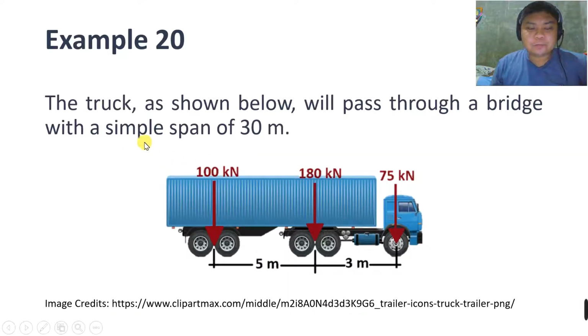Sabi dito, the track as shown below will pass through a bridge with a simple span of 30 meters. So we have three axle loads. Yung pinakadulo is 100 kN. Itong nasa gitna is 180 kN. And yung nasa harap is 75 kN.